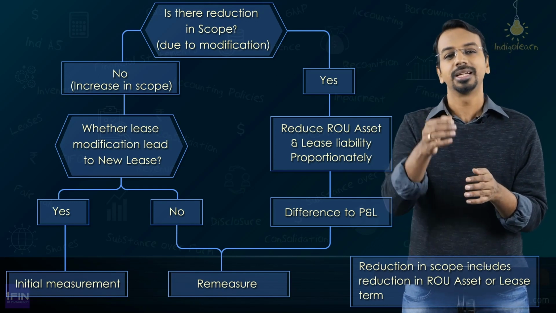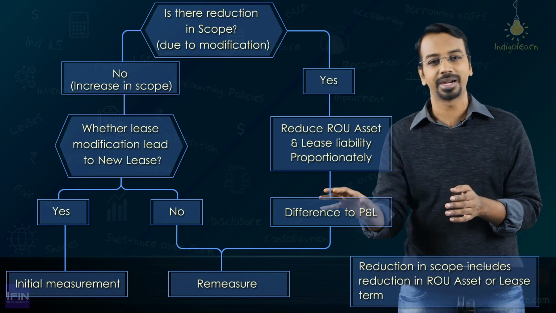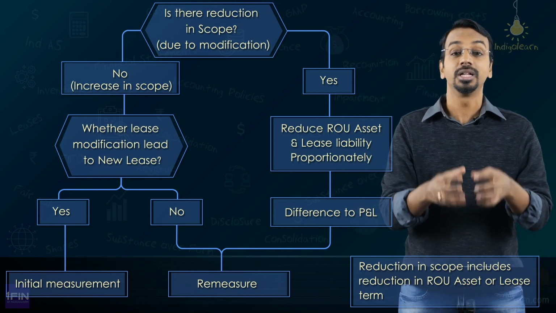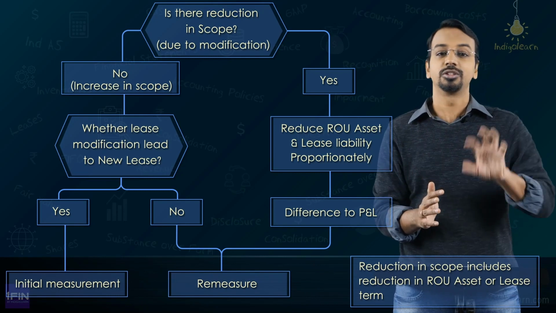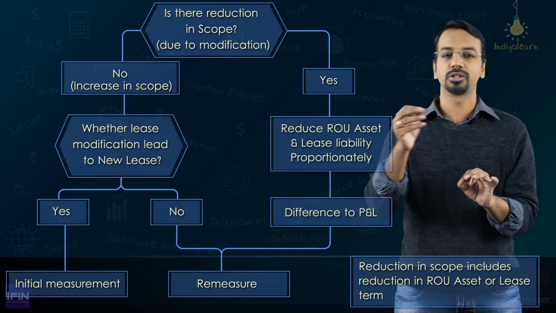Then the next question is, does the lease modification qualify as a separate lease? If yes, then you do a separate accounting, no confusion there. If no, then you will have to do the remeasurement. Okay, so even this reduction will be flowing through remeasurement and other changes would also be flowing through remeasurement.